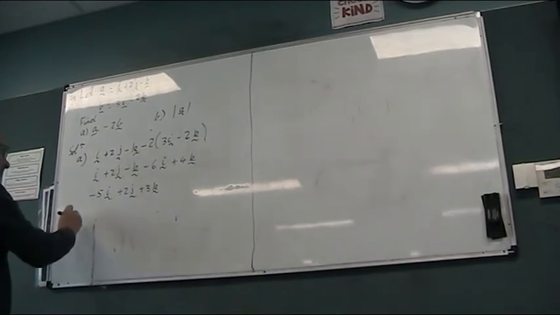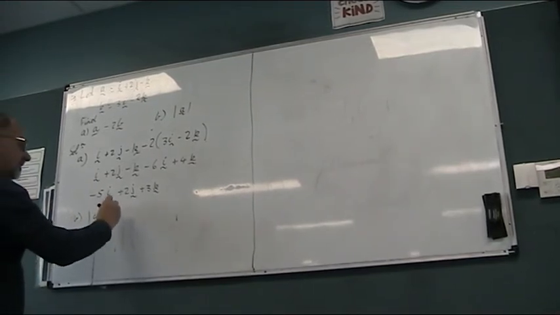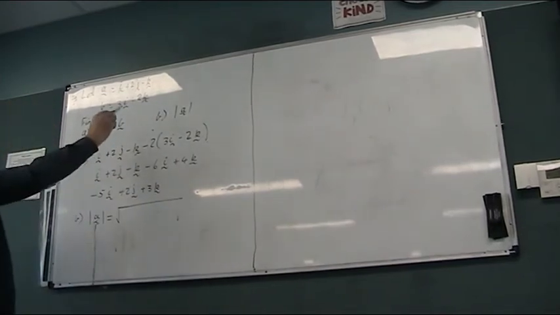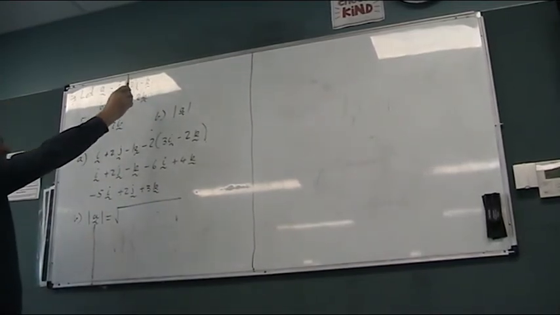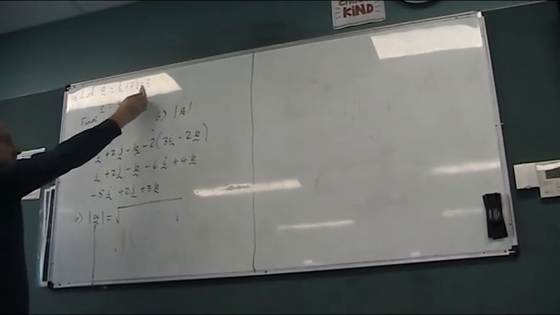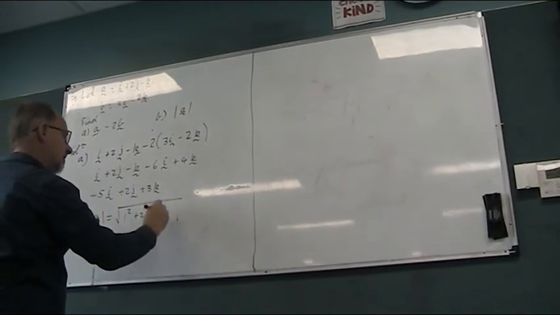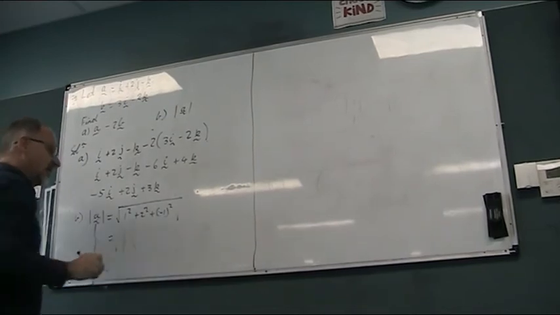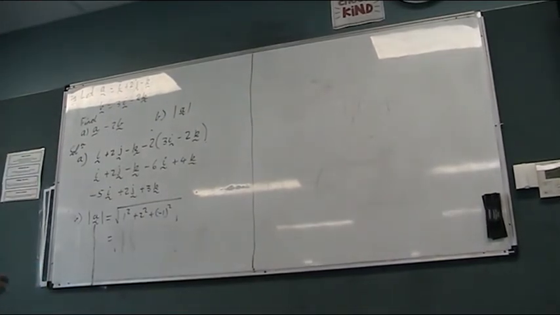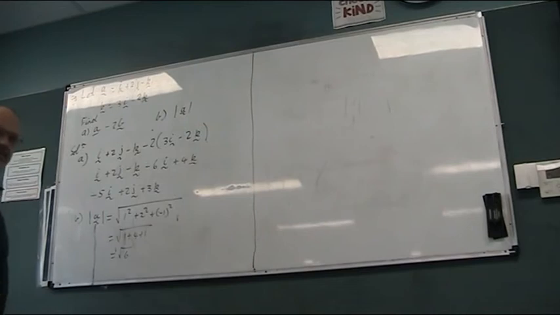Alright. Then B, we're asked for the magnitude of vector A. And so that's the square root of all the magnitudes of these squared, so 1 squared plus 2 squared plus negative 1 squared. And then stick all that together. So you get 1 plus 4 plus 1, just square root 6.